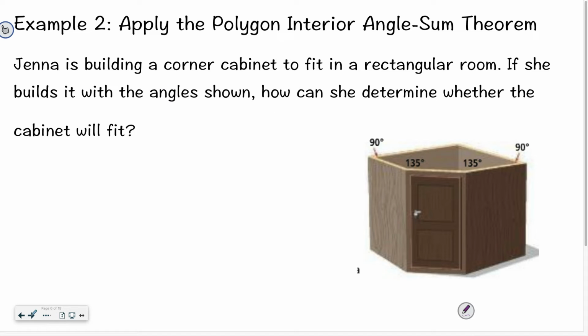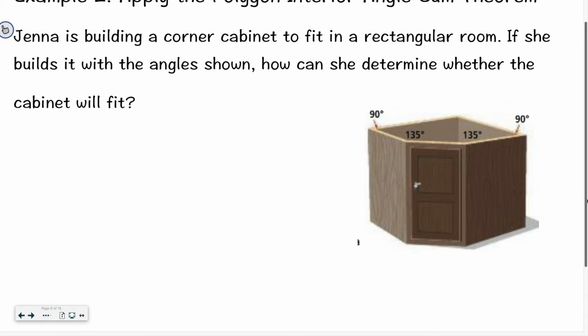All right, let's use that idea a little bit to work with a more real-life problem. Jenna is building a corner cabinet to fit in a rectangular room. Okay, so let's think about that. A corner cabinet to fit in a rectangular room. A rectangular room, its corners are going to be 90 degrees. So we need this cabinet to fit into a 90-degree corner.